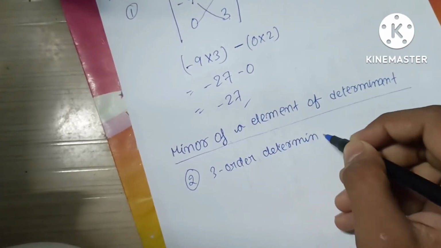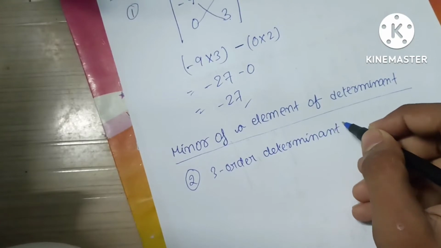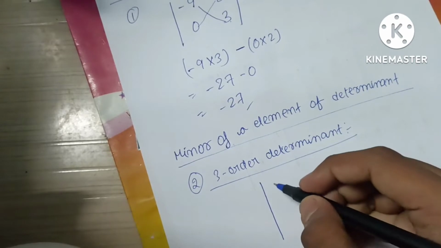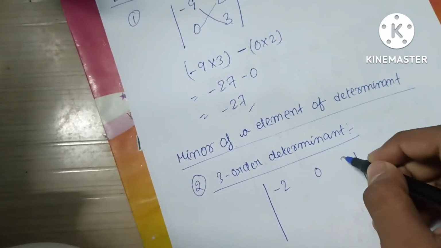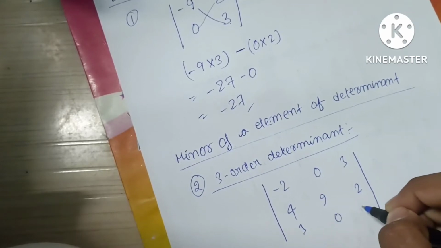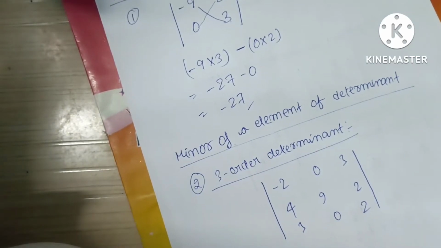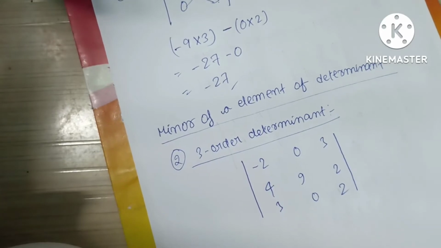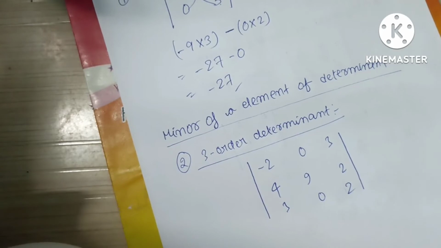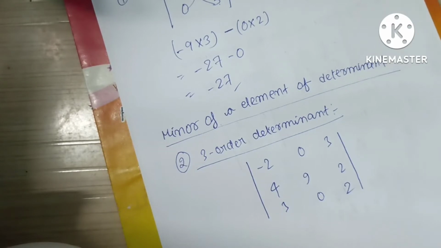A third order determinant will have 3 rows and 3 columns. The simple example here is minus 2, 0, 3, 4, 9, 2, 3, 0, 2. So this is a third order determinant, because there are 3 rows or 3 columns. So how to find the minor of an element? Remember one thing, that the minor of a third order determinant is always a second order determinant.